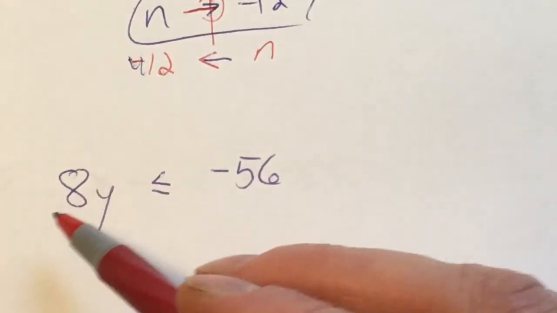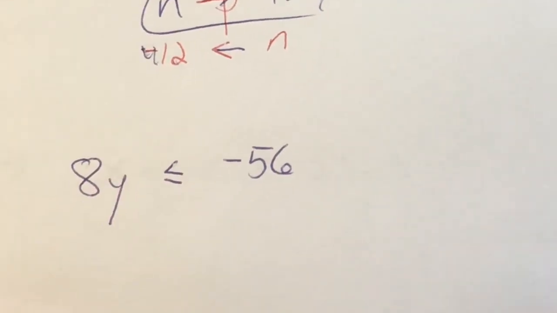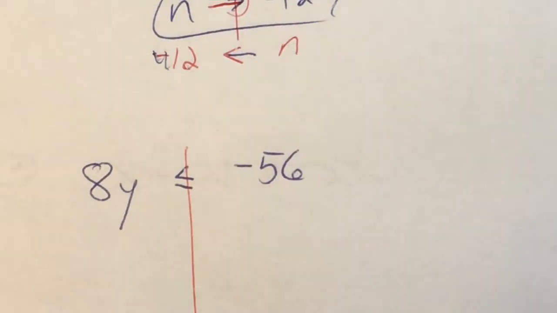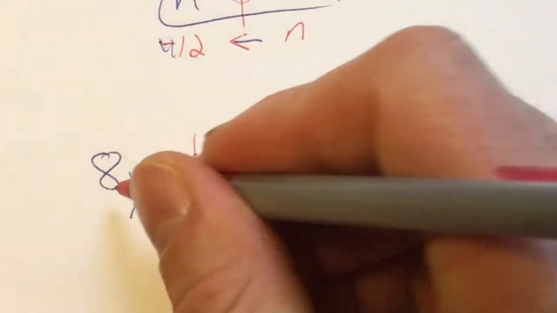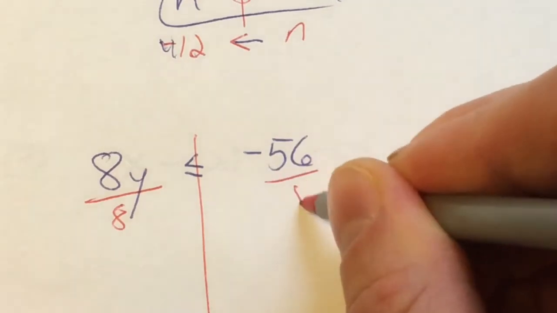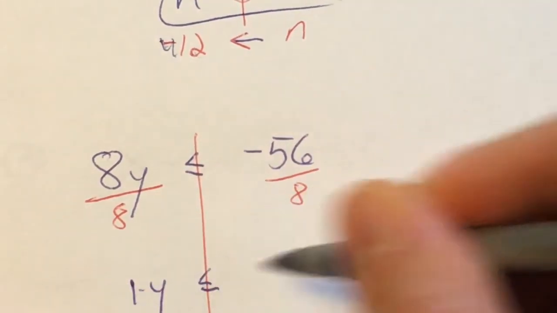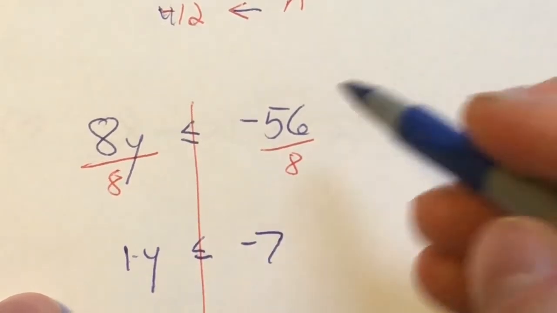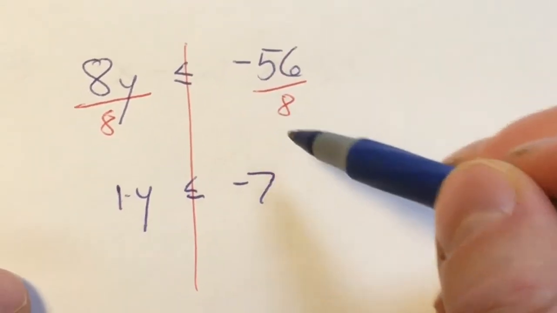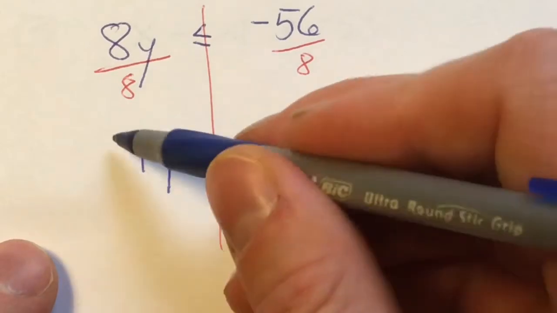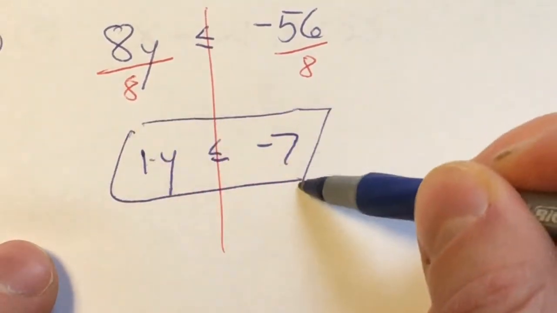In this case, 8y is less than or equal to negative 56, okay? Well, y is being multiplied by 8, so I'm going to divide both sides by 8. That leaves me with 1y on this side is less than or equal to negative 7, because negative 56 divided by 8 is negative 7. And there's my solution. Y is less than or equal to negative 7.